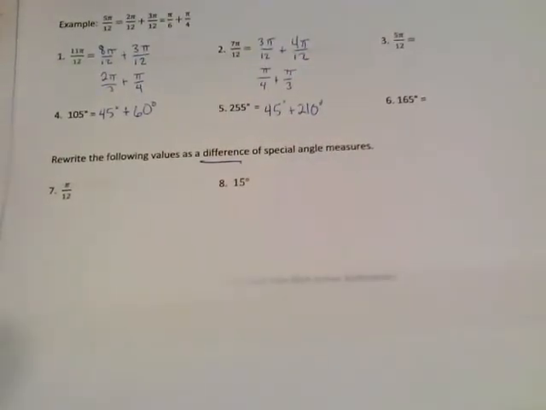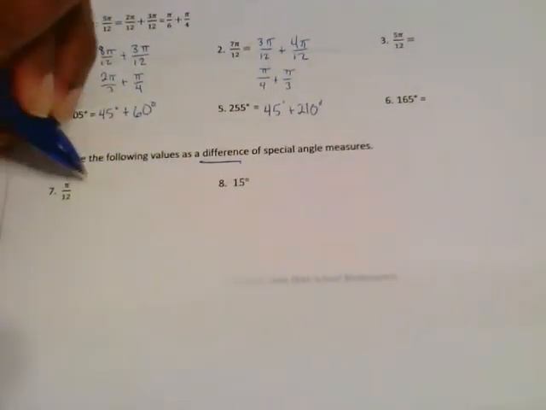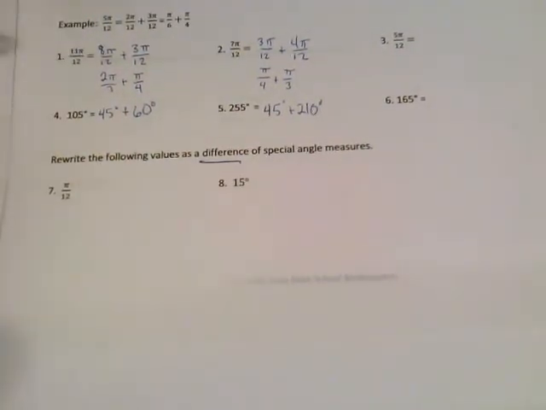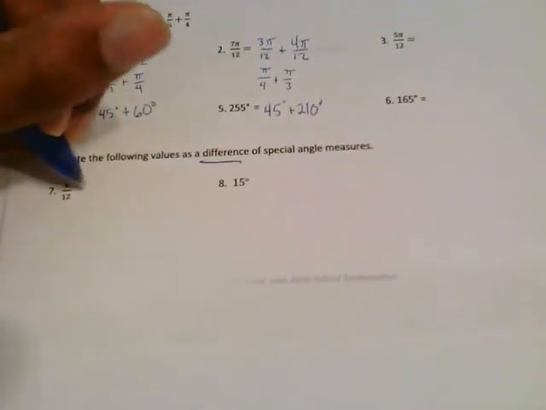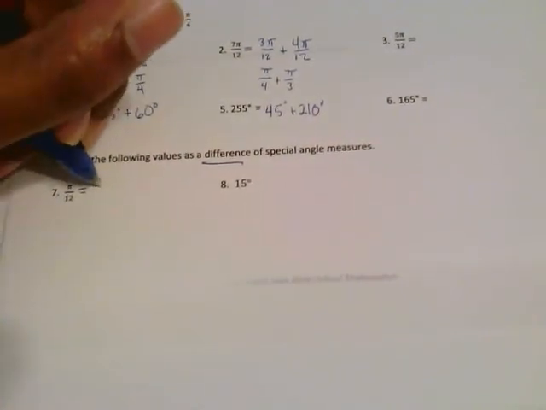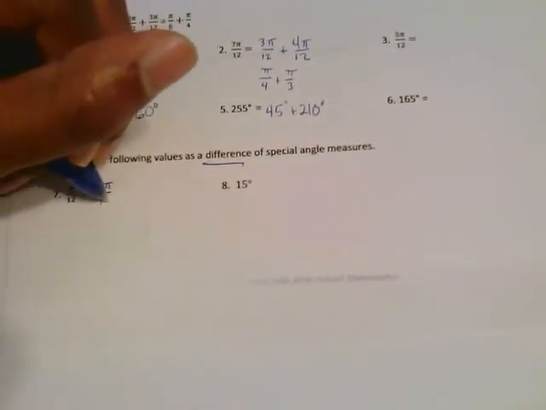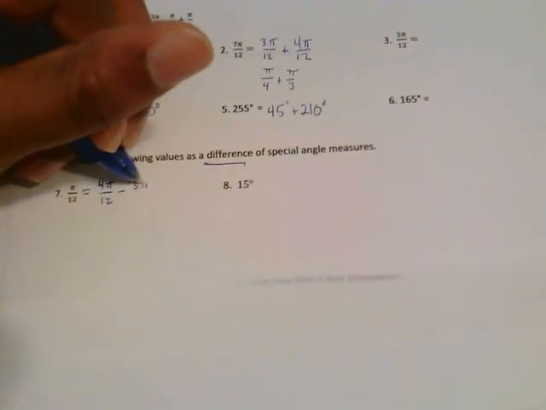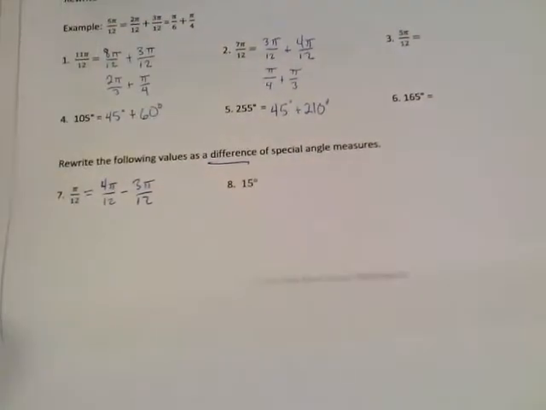Now for number 7, it's asking us to rewrite the values as a difference of special angle measures. So this time we'll change it to values that are subtracted. Pi over 12, again, could be a number of different values, but we'll keep it simple and say that pi over 12 will be 4 pi over 12 minus 3 pi over 12, which is equal to 1 pi over 12.